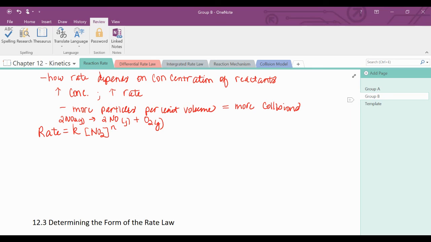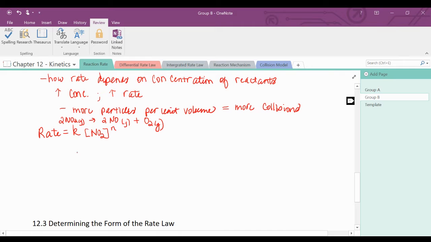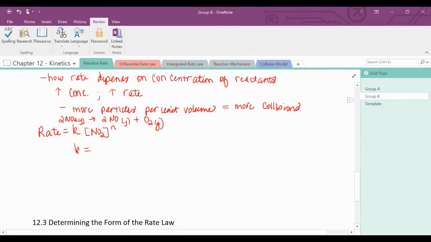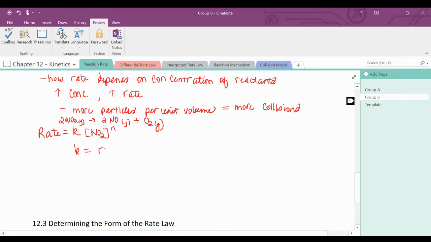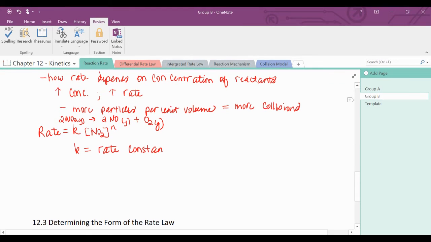The second, let's talk about the variables in the equation. So this k is known as the rate constant. Now, it's not constant in the term that it's the same for every reaction. It's just the same for this particular reaction. So it's, in other words, it's determined by experimentation.